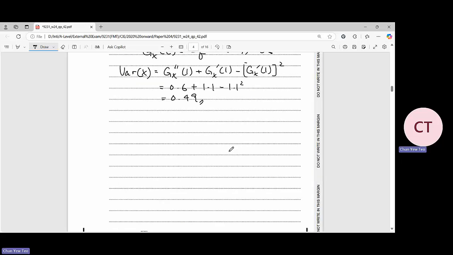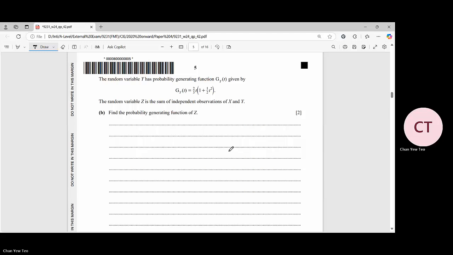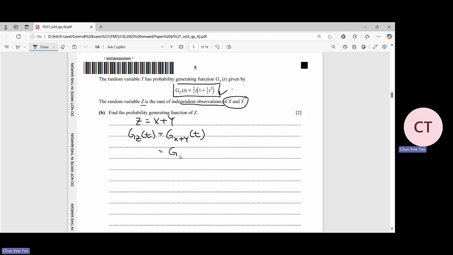Now we move on to part b. The random variable Y has a PGF given like this. The random variable Z is the sum of independent observations of X and Y. They give you G of Y already, so we just say that Z is equal to X plus Y. That means your G of Z is equal to G of X plus Y of t. According to the relationship that we have, the plus over here actually means multiplication.